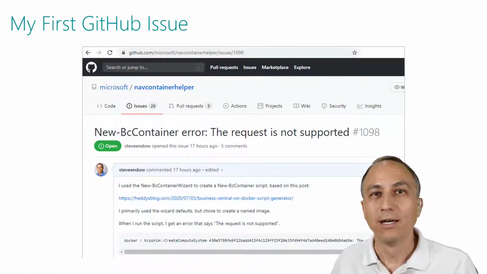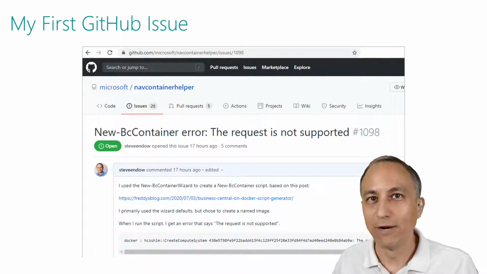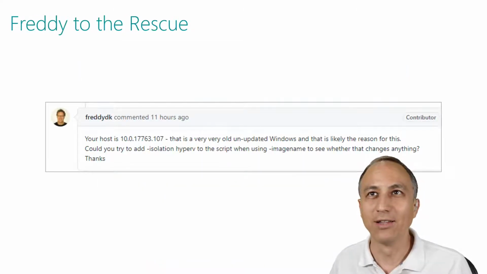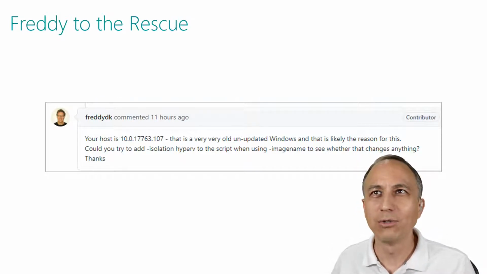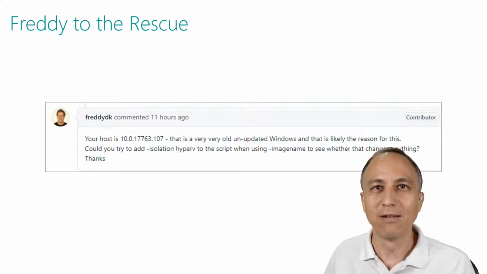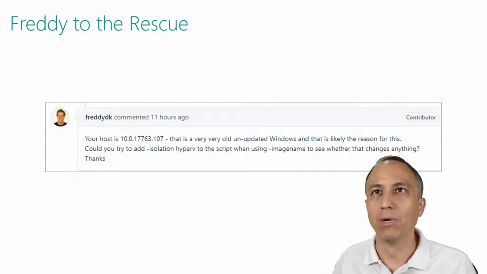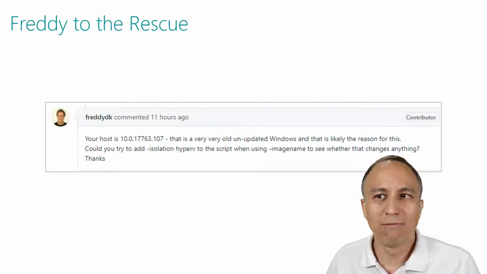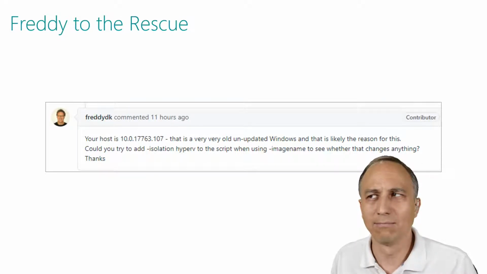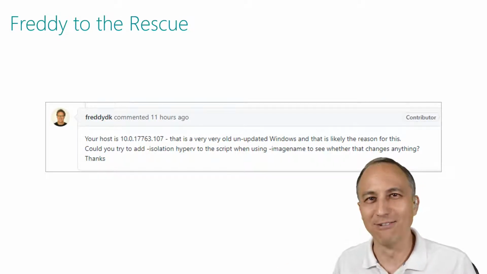So fortunately, within a few hours, Freddy woke up in his time zone and he saw this. And he pointed out, this is strange. It says your host is this version 10 blah, blah, blah. And I thought, well, I don't know what that means. But he explains it's a very old version number, and this is probably the cause. And I thought, well, that doesn't make sense. I have Windows Update running and automatic, and like, I'm sure my Windows is updated, right? Everyone says.